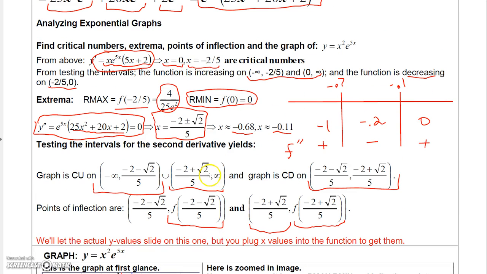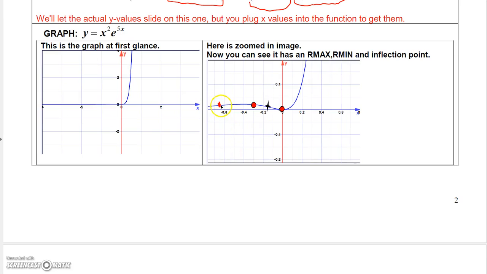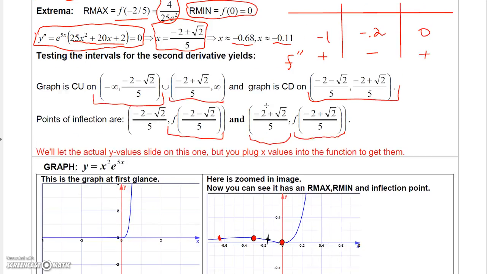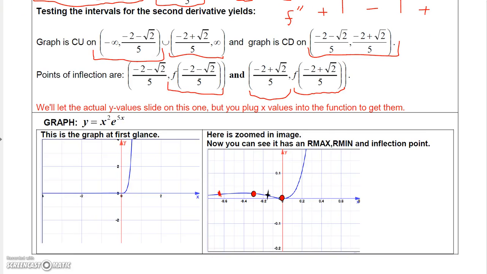Okay, so let's see if at negative 0.7, yeah. So somewhere around negative 0.7, it's concave up here, then it switches to concave down, and then it switches back to concave up. So actually I kind of left off that point of inflection. So those points of inflection are at x equals negative 2 minus square root of 2 over 5 and negative 2 plus square root of 2 over 5. And so that's where the concavity changes. And so there's your graph.